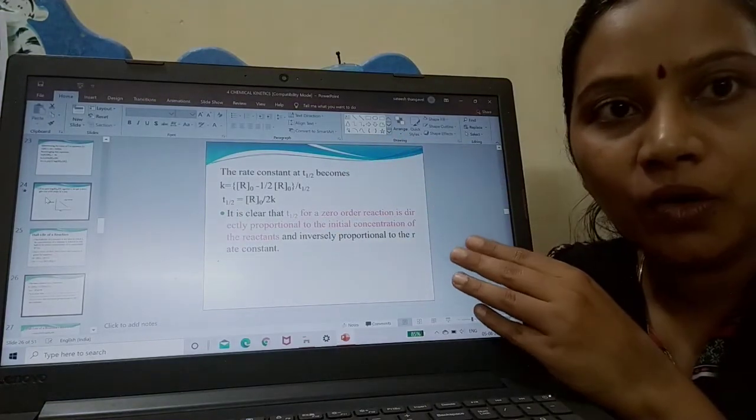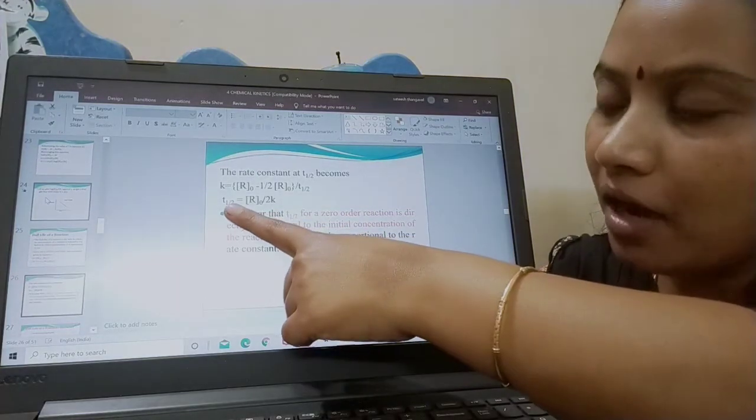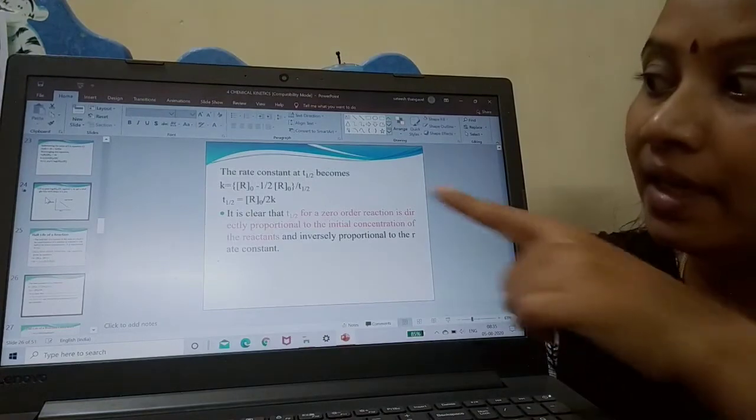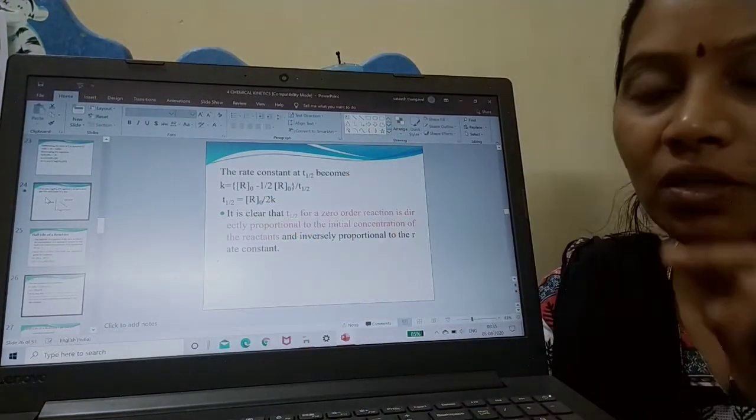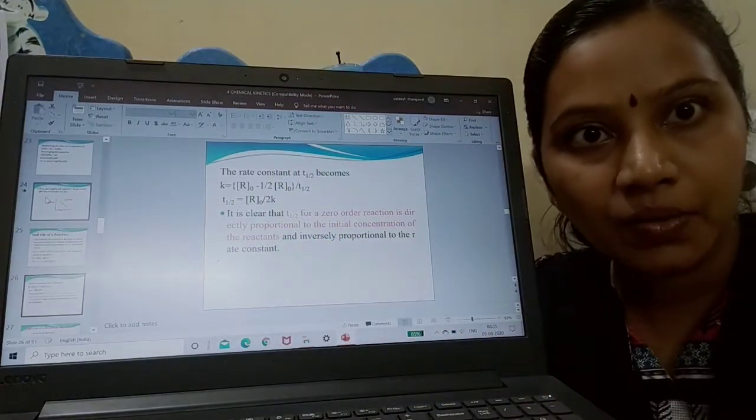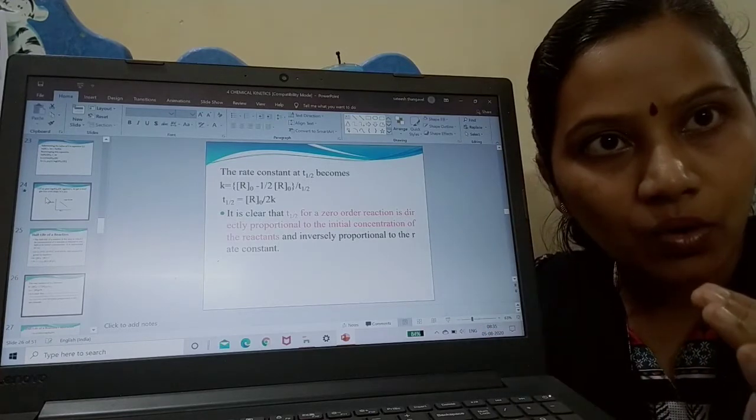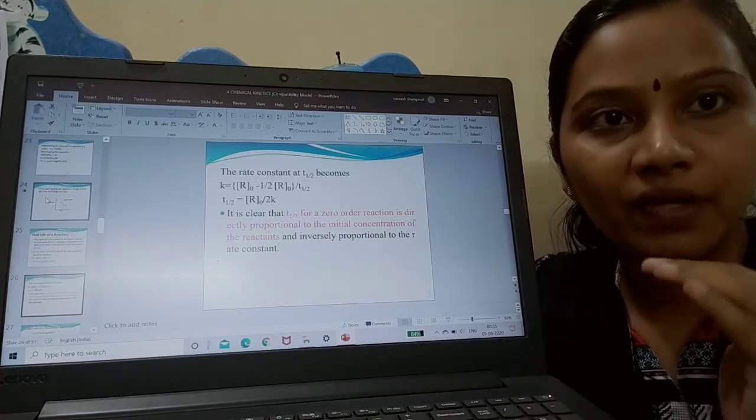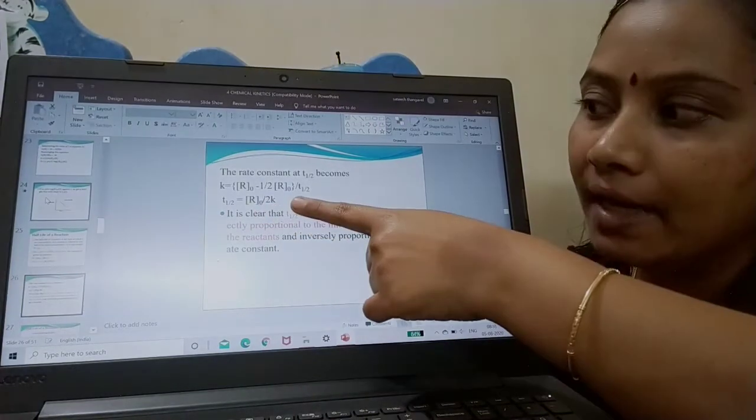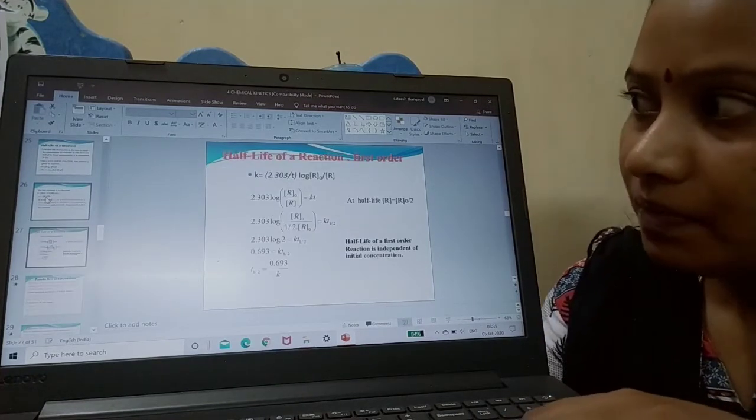So what I want to mention here is, it's very clear that the half-life of a zero order reaction is directly proportional to the initial concentration of the reactant and inversely proportional to the rate constant. Okay, this is an important relation which we have to remember. So in a zero order reaction, the half-life is directly proportional to the initial concentration of the reactant and inversely proportional to the rate constant.